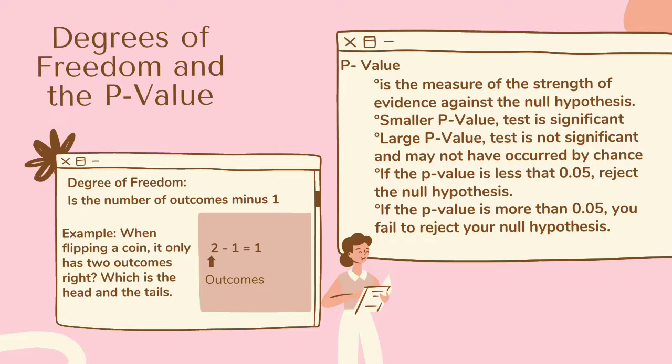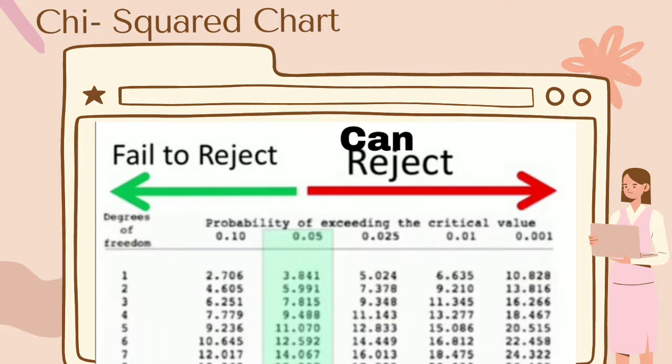So meaning, if the p-value we got is less than 0.05, then we can reject the null hypothesis. So if the p-value is greater than 0.05, we fail to reject the null hypothesis. So class, this is the chi-squared chart.